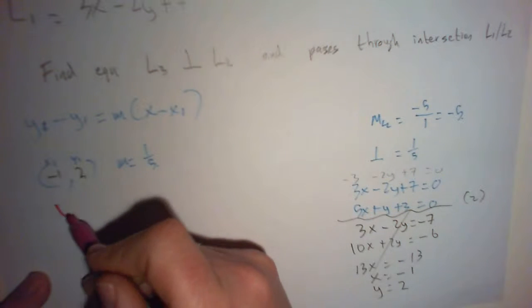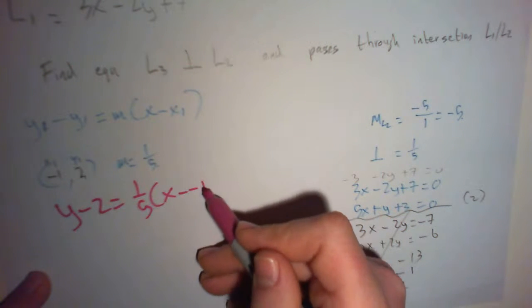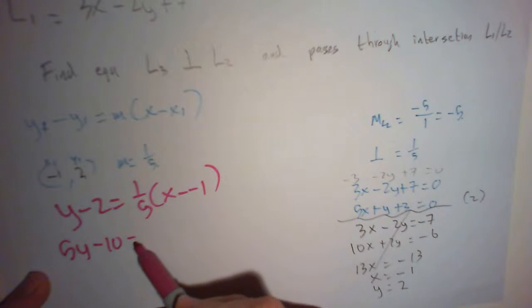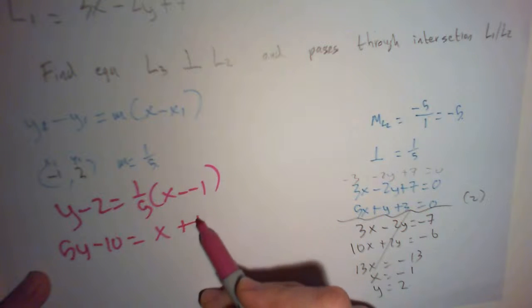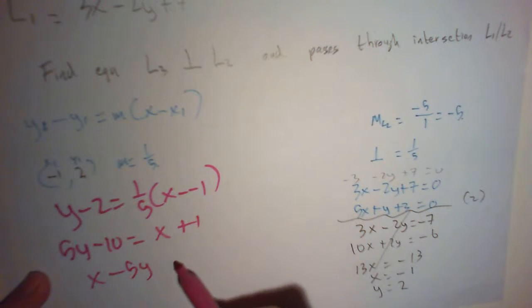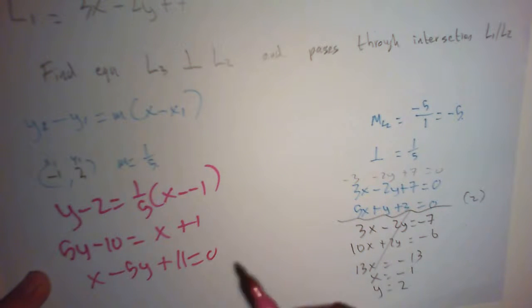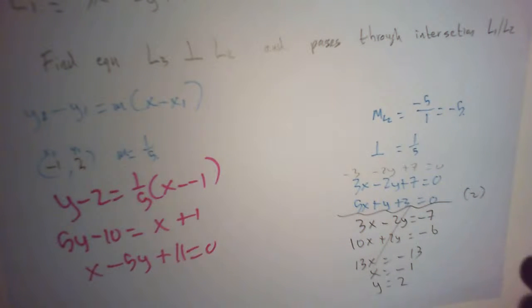So y minus 2 is equal to 1 over 5 on x minus minus 1. Bottom left, top right, plus 1. I think it's x plus 1. And then rearrange. Plus 11. And there you have it. Okay? Cool.